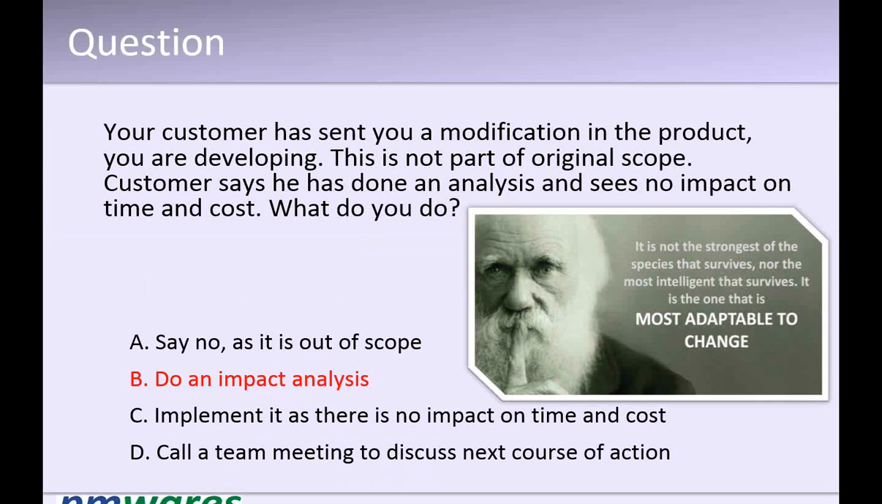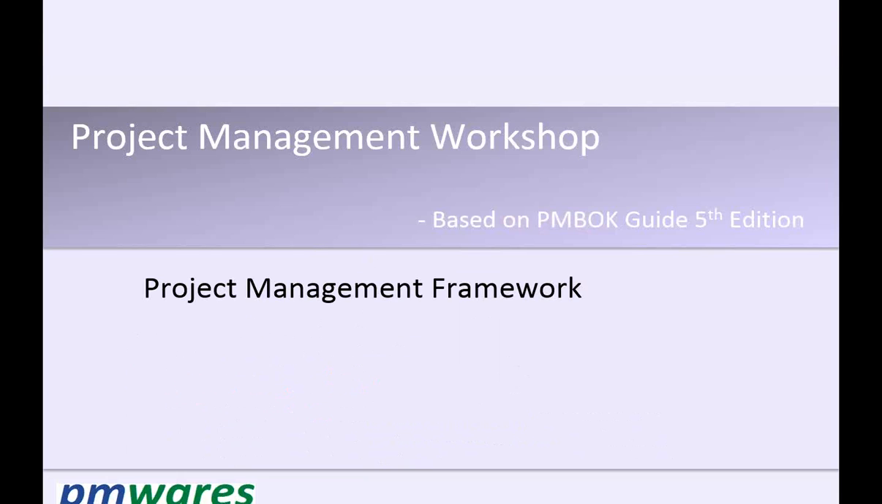Right. After B, all three, A, C or D, are possible. First option is what your impact analysis says. You can say no, you can implement it, or you can call a meeting also. But the first step is impact analysis. Yes, the first step is B, definitely.